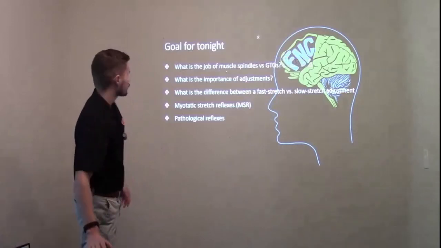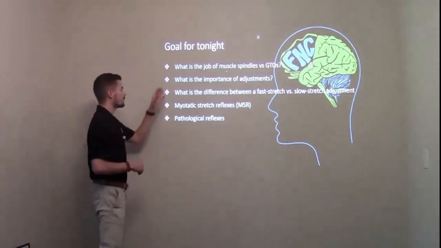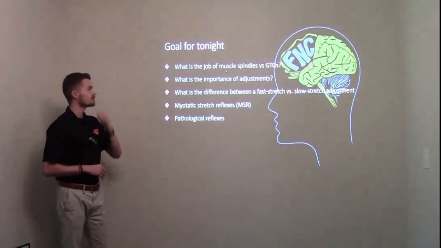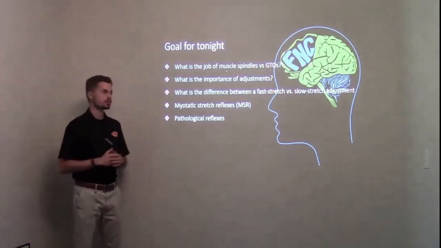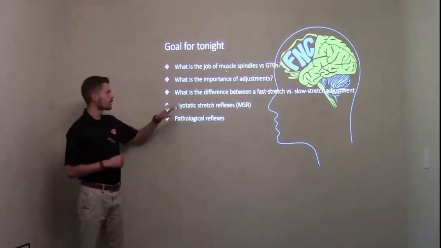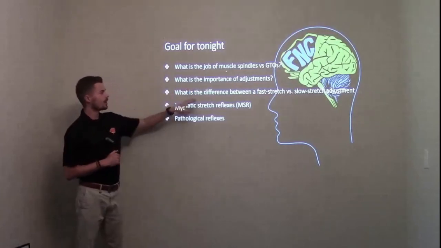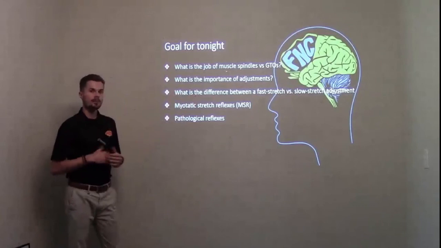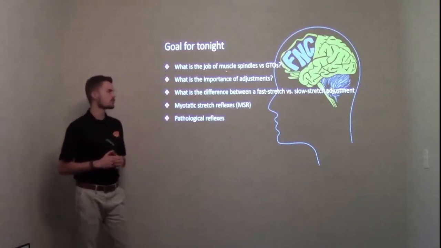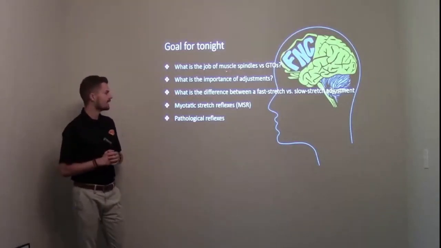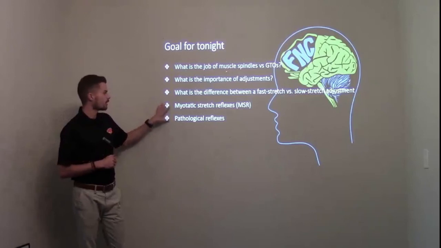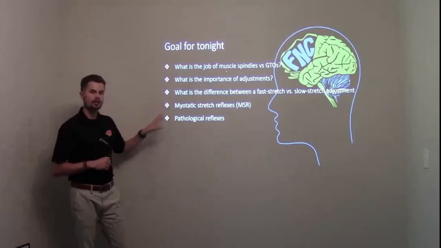So let's talk about some of the goals for tonight. Like I mentioned, we're going to really dive deep into muscle spindles and the Golgi tendon organs. I'm going to talk in general about the importance of adjustments. Then we're going to talk about how we bias different pathways by using fast stretch versus slow stretch adjustments. And then at the end, we're going to wrap up with myotatic stretch reflexes and pathological reflexes.